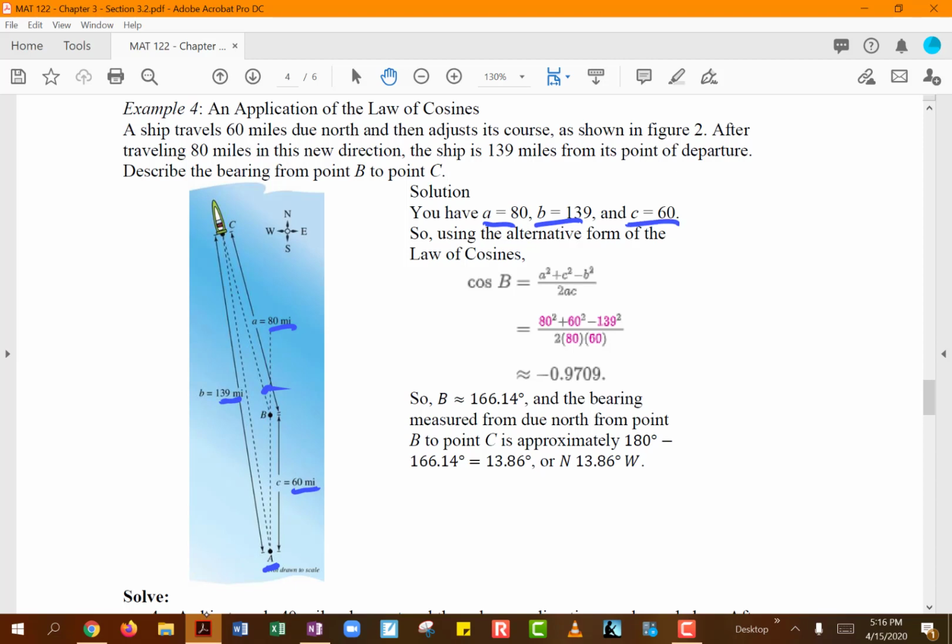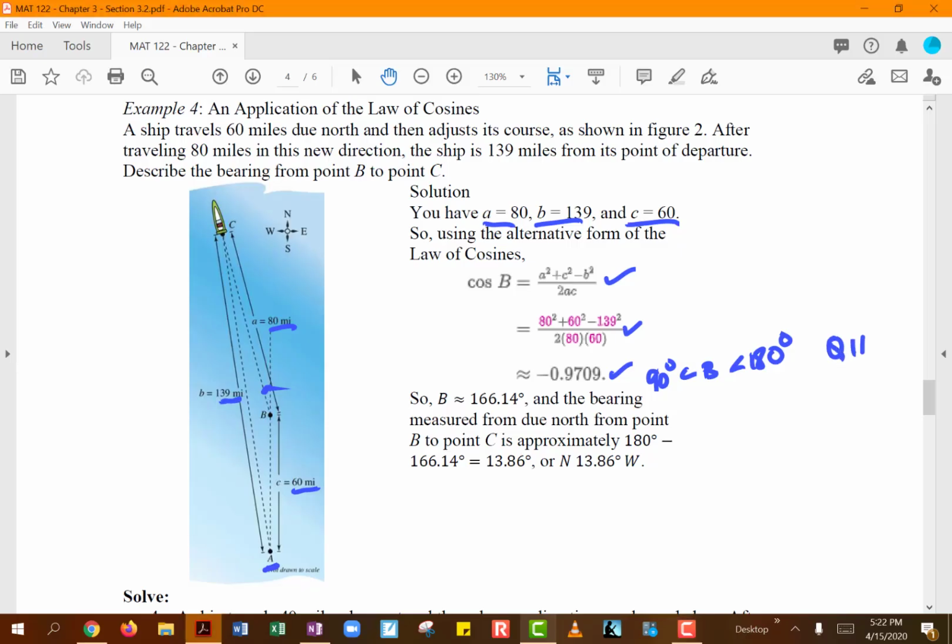So since we need to find the bearing from point B to point C, and remember again, your bearing is always going to be with respect to the vertical line going from north and south. So using our alternative form of the law of cosines, we use this formula here for finding cosine of B. Plug in our values for the sides A, B, and C, and you get cosine of B is negative 0.9709. So since this is a negative number, that tells us our angle B is going to be a quadrant 2 angle.